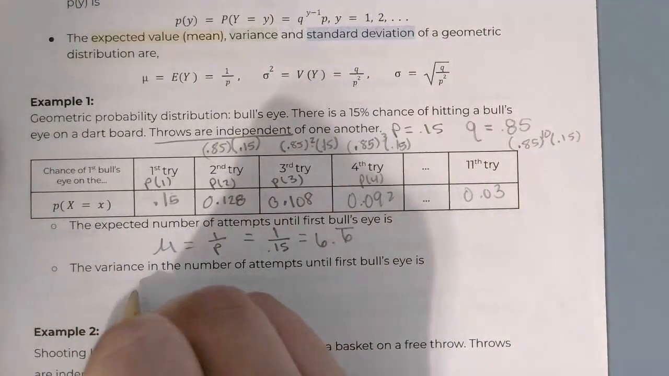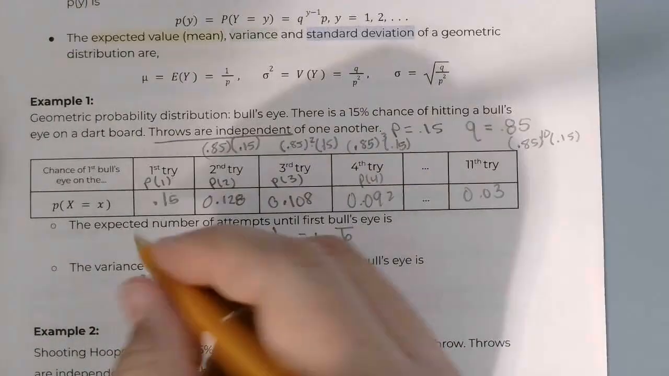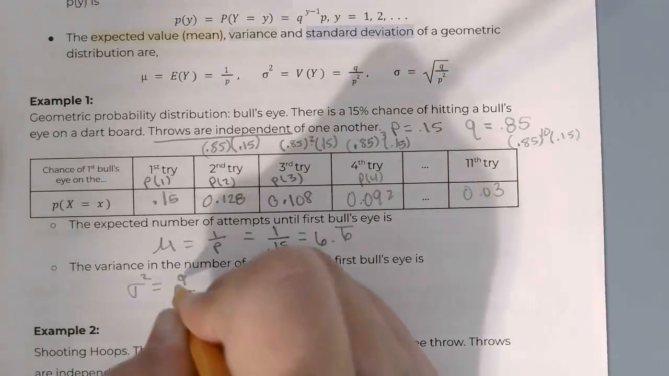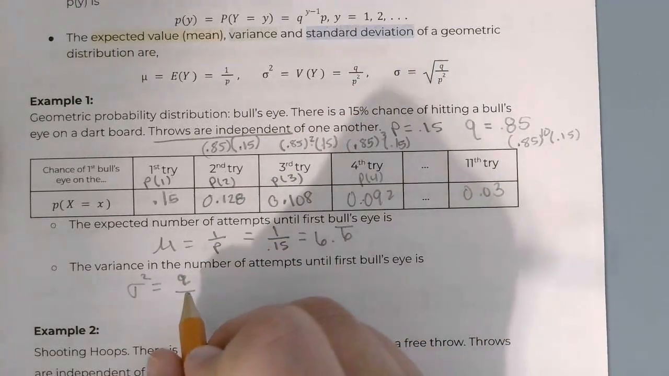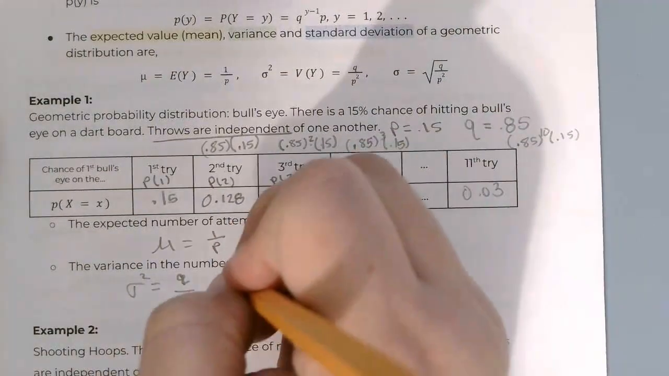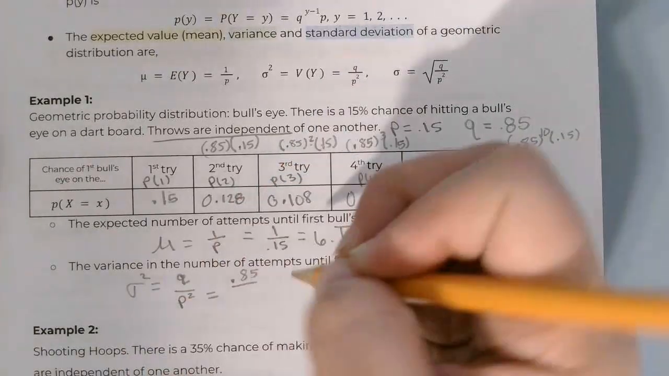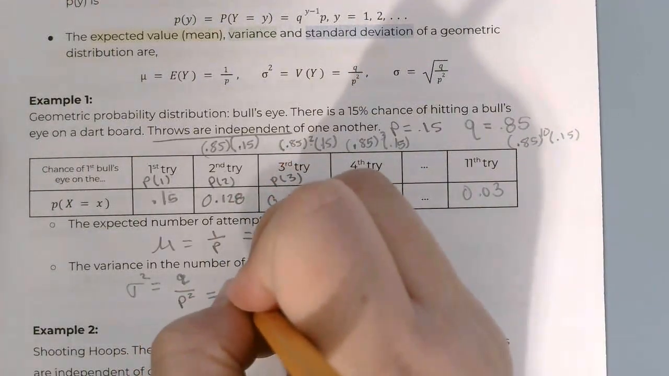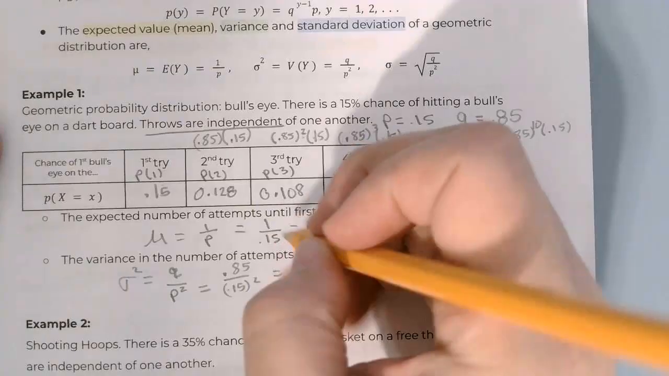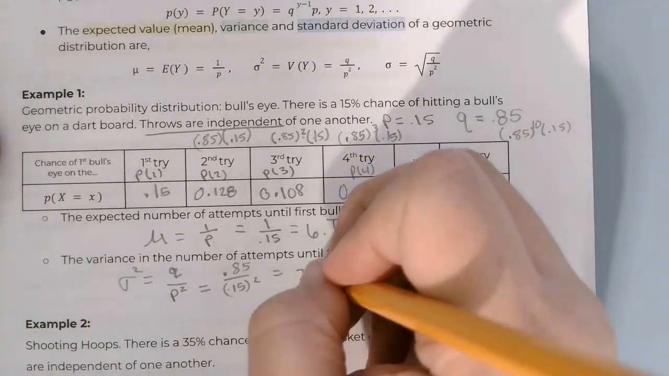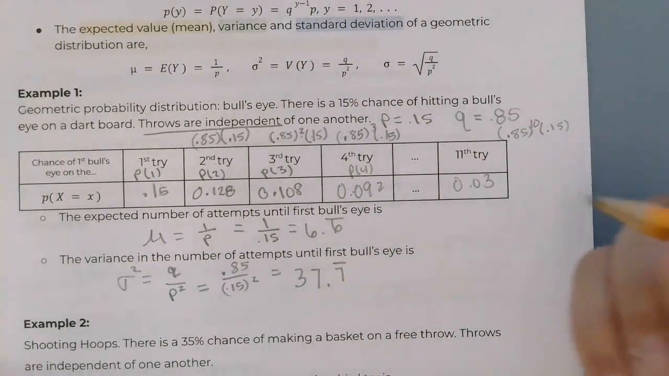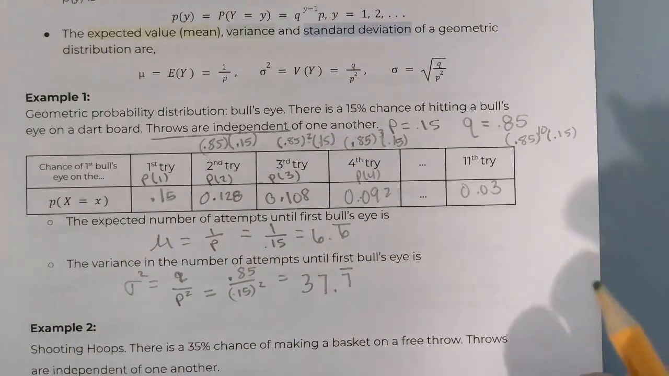The variance, sigma squared, is the probability of failure divided by the probability of success squared. I think I said that backwards earlier. So 0.85, our failure, divided by the success squared will give us our expected variance in the number of attempts we need to make till we hit our first bullseye. So about 37.7.